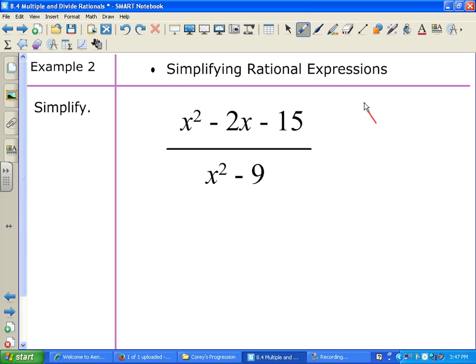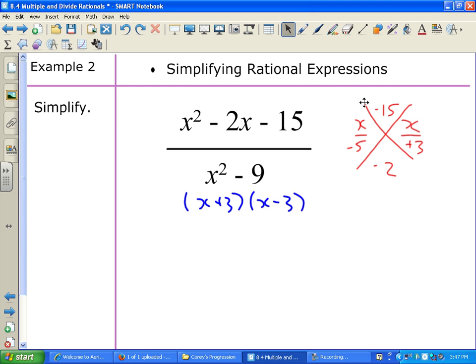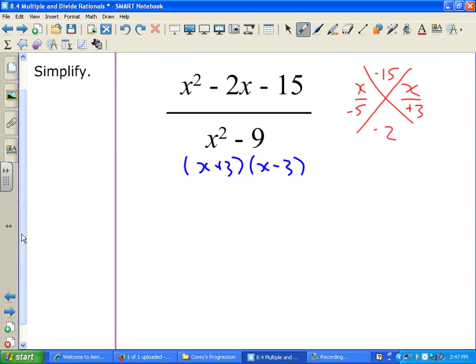Factoring the top, that's negative 15, negative 2, x over. Let's see, I believe that's going to be negative 5 and positive 3. So that's my top. Hopefully you recognize the bottom, x squared minus 9 is the difference of squares, which will factor to x plus 3, x minus 3. So I'm going to rewrite it in factored form. x minus 5 times x plus 3 over x plus 3 times x minus 3.